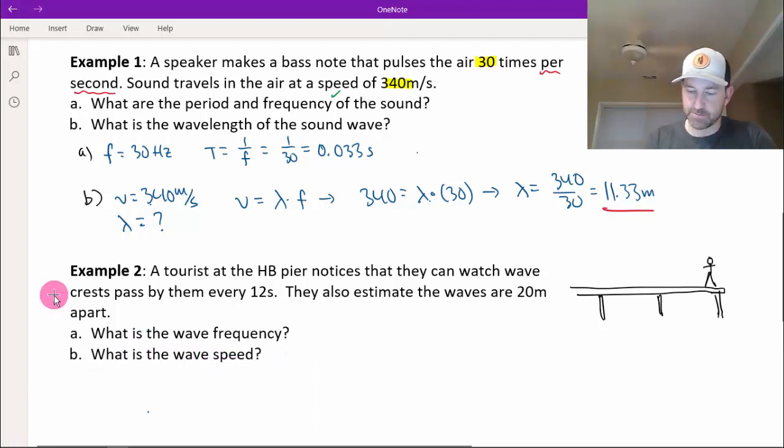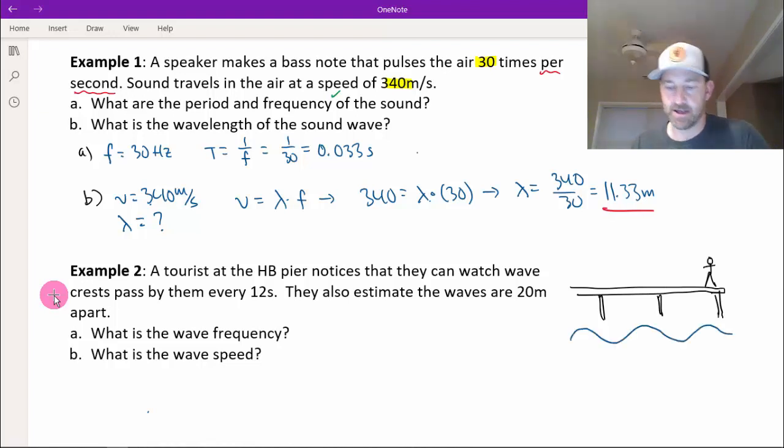So this person, if I kind of draw in what they're looking at, they're seeing waves like this, and they're noticing that a wave crest passes them every 12 seconds. So if this crest right here, the red dot, is underneath them, and they start a stopwatch, the next wave crest wouldn't get there for 12 seconds. So that's the time it takes for a single wave. That's the period.